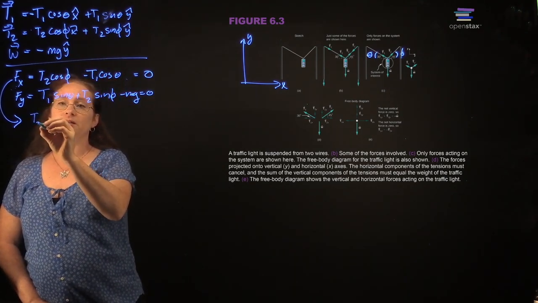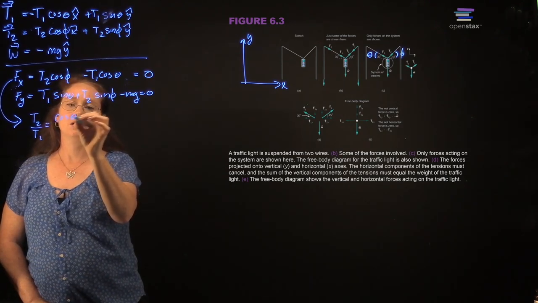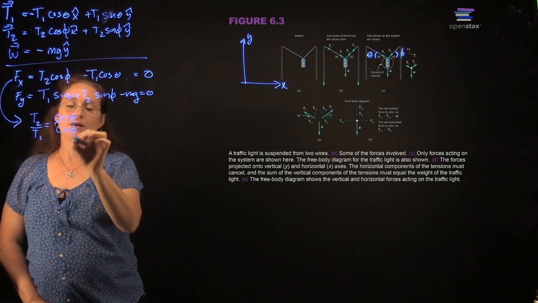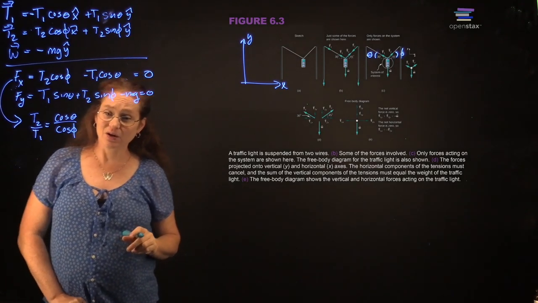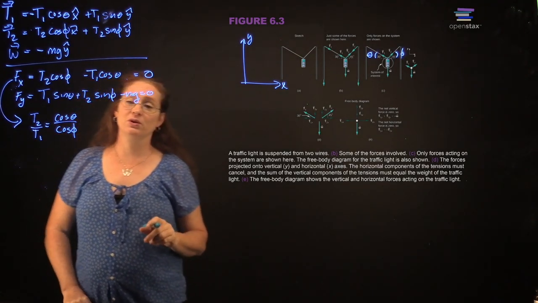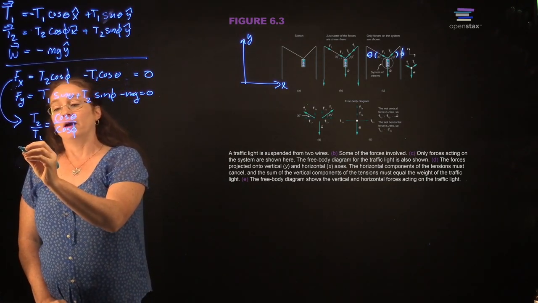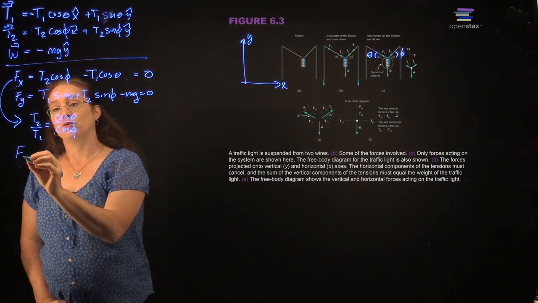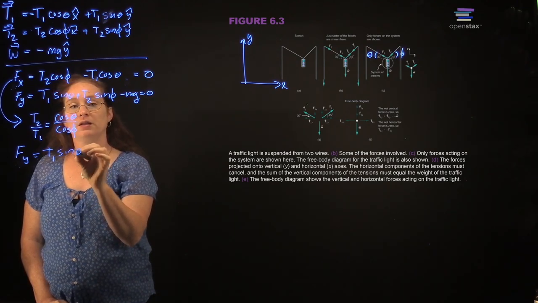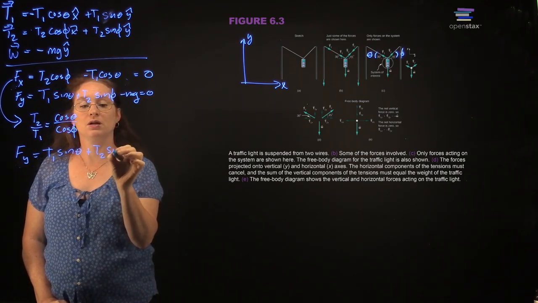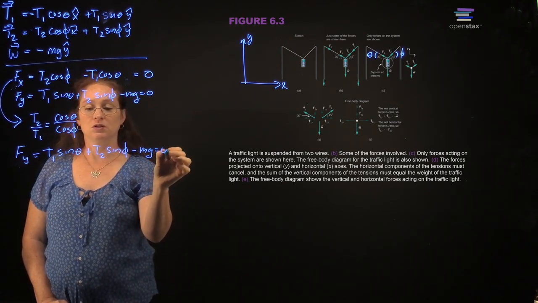Now we can solve this and say T2 over T1 equals cosine theta over cosine phi. It's going to seem sometimes like I'm doing algebra really, really fast. You will get there. Feel free to slow this down if you need to follow the algebra steps. And you also have a pause button. All right. Then we have Fy equals T1 sine theta plus T2 sine phi minus mg equals 0.